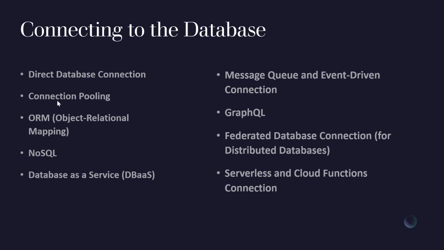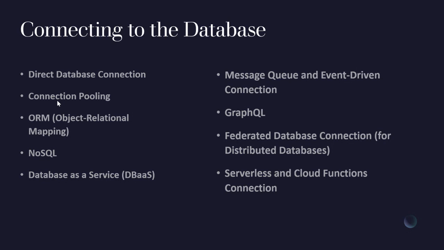The next one is message queue and event-driven connection. Microservices can communicate with each other indirectly through message queues or publish-subscribe systems like RabbitMQ, Apache Kafka, or AWS SQS. So that is another option. The next one is GraphQL. If you are using a GraphQL layer like Hasura or Apollo Server with the GraphQL API, your microservices can connect to the GraphQL API to perform database operations: insert, update, and delete.